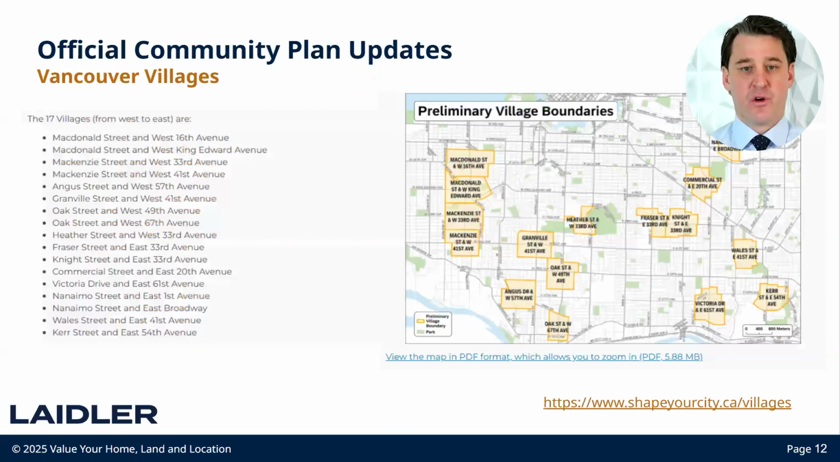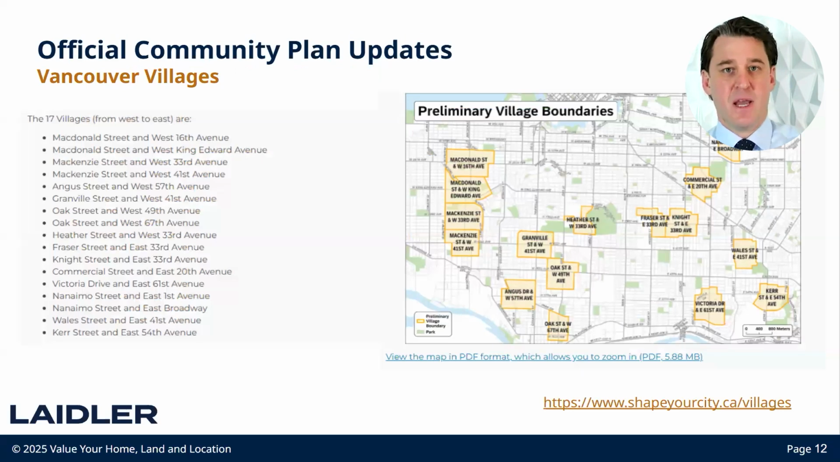Similarly, in Vancouver, recently the city of Vancouver announced that they'll be updating the land use designations around 17 villages throughout the city, looking to increase many of these properties from its multiplex zoning to higher density townhouse and medium density condos.